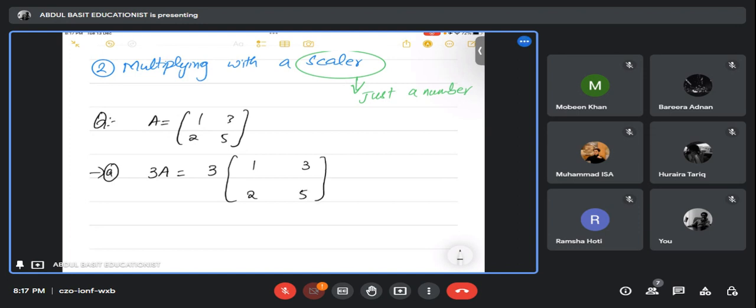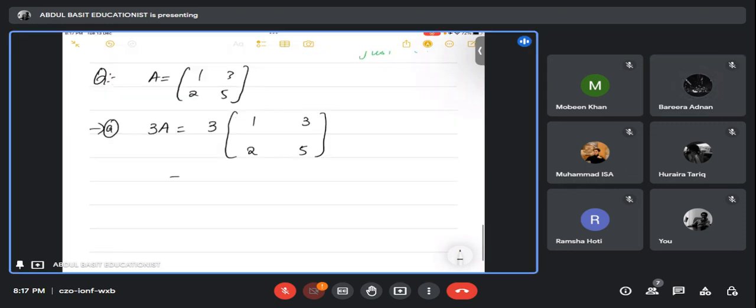Yes, sir. So it would be 3 times 1 is 3, 3 times 3 is 9, 3 times 2 is 6, and 3 times 5 is 15. So this is your final answer. Please do not confuse yourself with the fraction and matrix, okay?